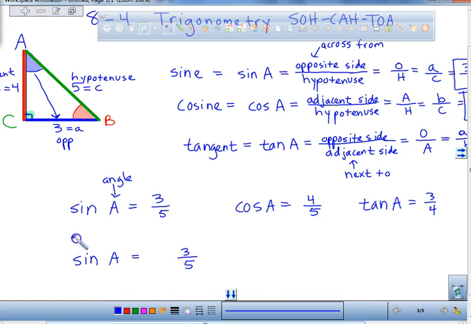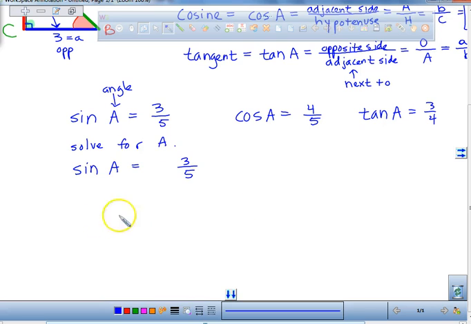By the way, if I wanted to solve for A, what would you do to both sides to solve for A? See if you could do it. How about this? What if I said 2 times A equals the number 10? What would you do to both sides? You divide both sides by 2. And what would you get? A equals 5.